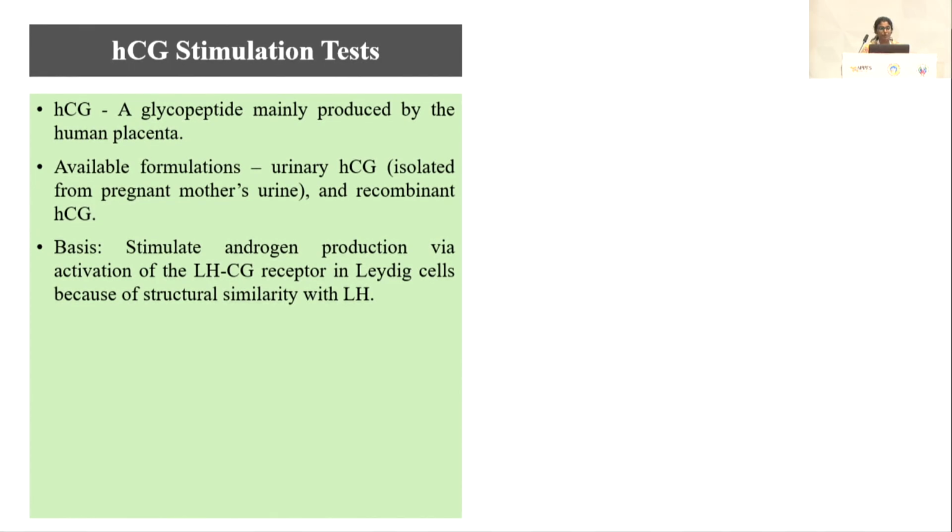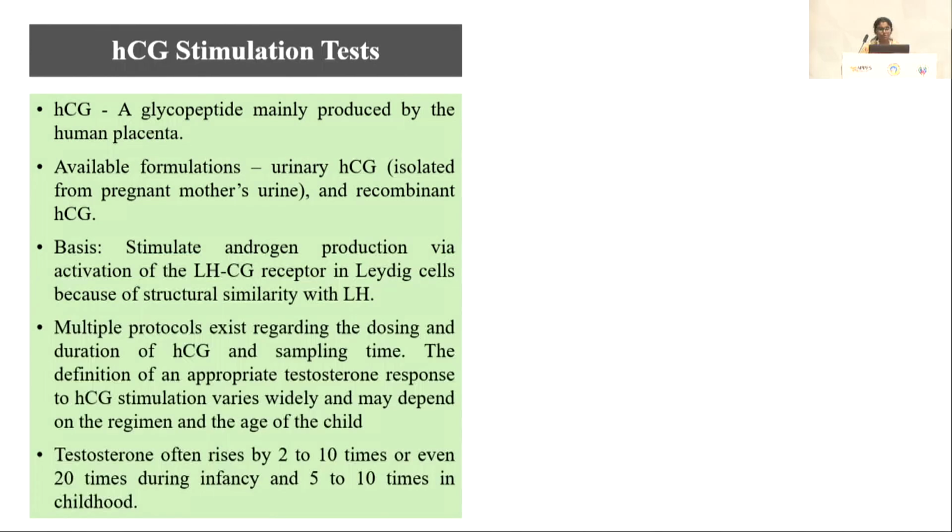So, a few words about HCG. It's a glycopeptide with two formulations available: one is an extracted form, and the other is a recombinant form. As already mentioned, there are multiple protocols, and even the definition of the appropriate testosterone response to HCG stimulation varies widely, depending on the regimen and even on the age of the child. The testosterone in general rises by 2 to 10 times, or even a maximum of 20 times during infancy, and 5 to 10 times in childhood.